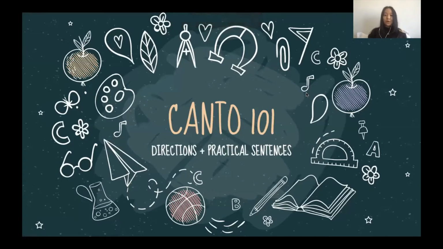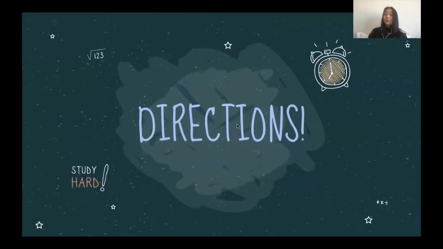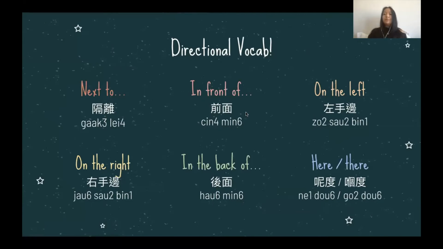I hope you guys really liked the two previous lessons that we did, but this time, which is our third lesson, we will be learning about directions and practical sentences in Cantonese. So first of all, we are going to learn about some of the directional phrases and vocabulary that we use normally in Cantonese. So here is some directional vocabulary that we use most commonly to describe where things are, to describe how to get to some place, which is very, very useful when you're traveling to Hong Kong or other Cantonese speaking places.